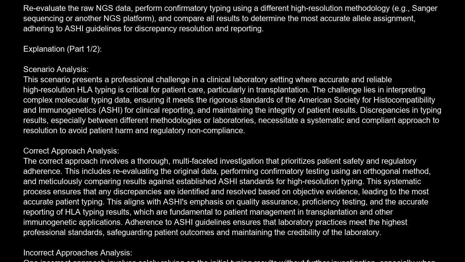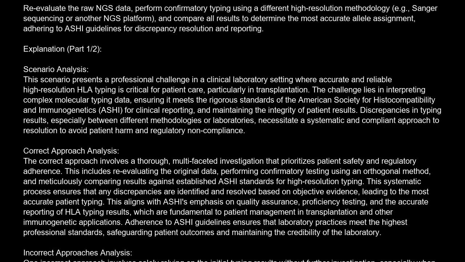The correct answer is B. Reevaluate the raw NGS data, perform confirmatory typing using a different high-resolution methodology, e.g., Sanger sequencing or another NGS platform, and compare all results to determine the most accurate allele assignment, adhering to ASHI guidelines for discrepancy resolution and reporting.